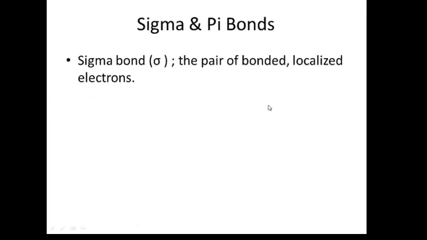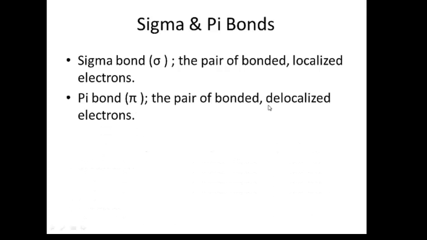Alright, definitions: sigma and pi bonds. A sigma bond is the pair of bonded localized electrons. This is that very first line you put to attach a terminal atom to a central atom. That is a sigma bond. A pi bond, with the symbol pi, is the pair of bonded delocalized electrons. That's any extra line you place between the terminal and the central atom.